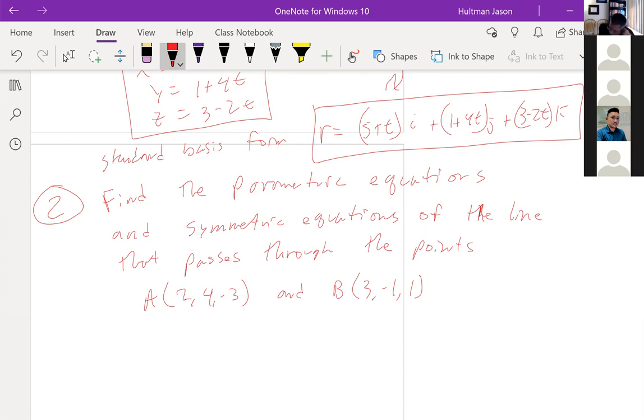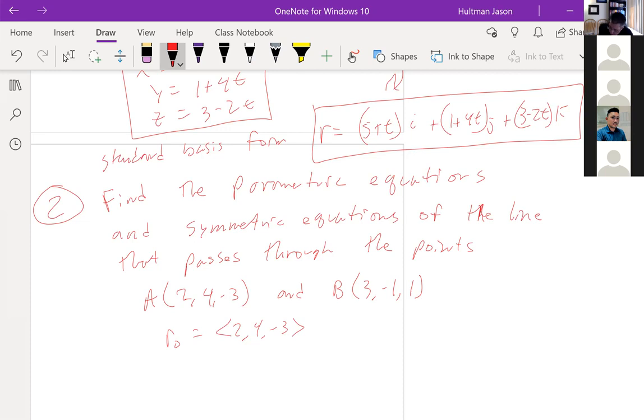Okay, so find the parametric equations and symmetric equations of the line that passes through these 2 points. Let's let R naught be equal to 2, 4, and negative 3. So how would I find vector V?